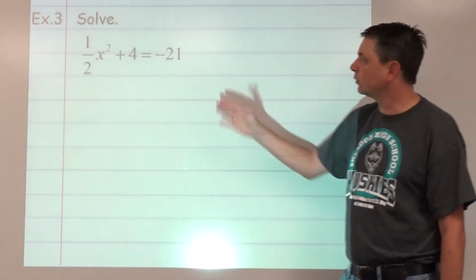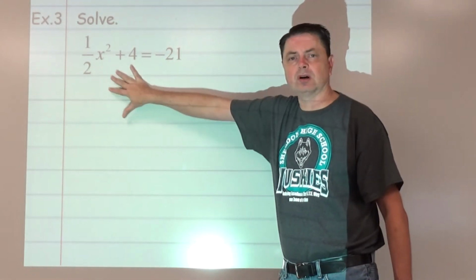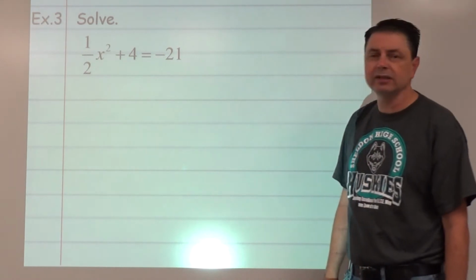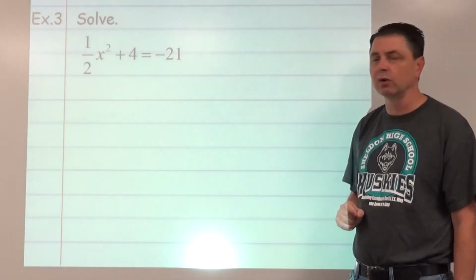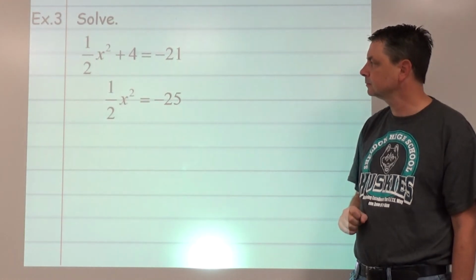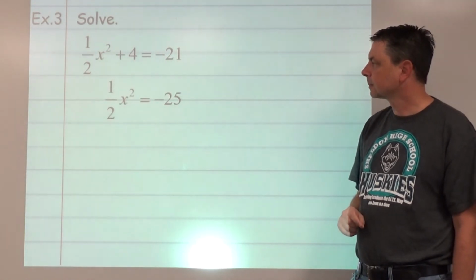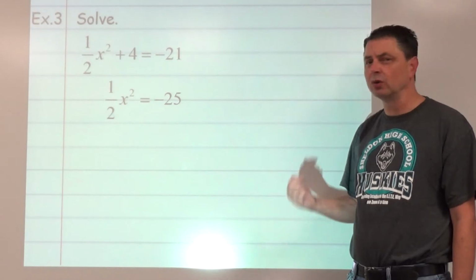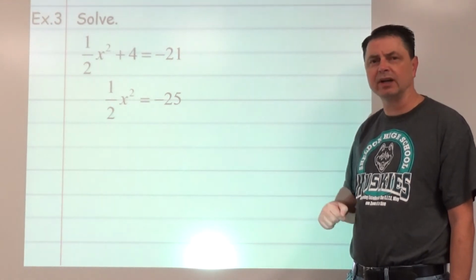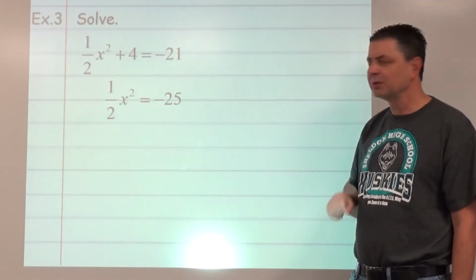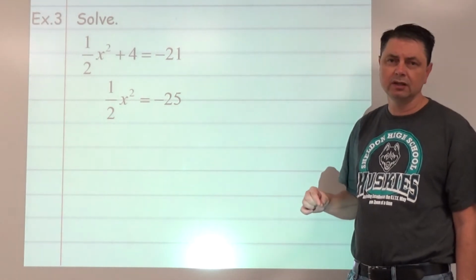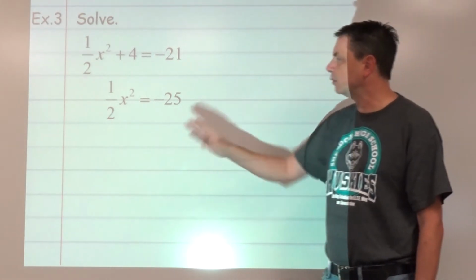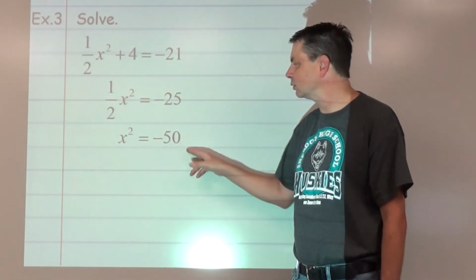So with example 3, I'm not seeing an x, so I'm going to go ahead and solve by the square root method, which means I'm going to isolate the x squared. So we're going to go -4 first. And I want to get rid of the half. I don't want to divide by a half because dividing by fractions is pretty tricky. So I'm going to multiply by the reciprocal. I'm going to multiply both sides by 2 over 1, which is just 2. So I'm going to multiply both sides by 2. We get x squared is equal to negative 50.